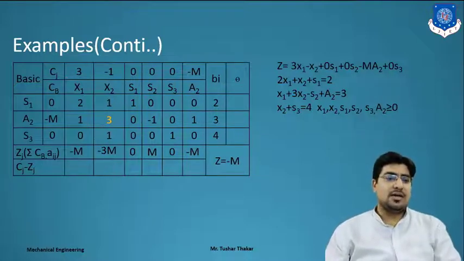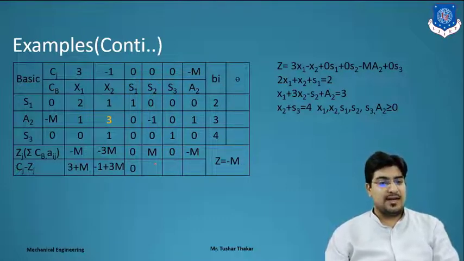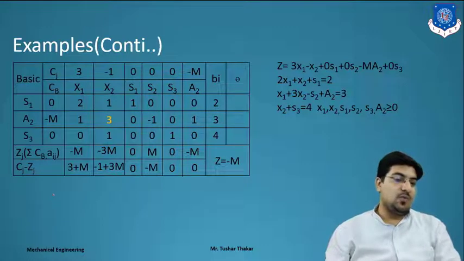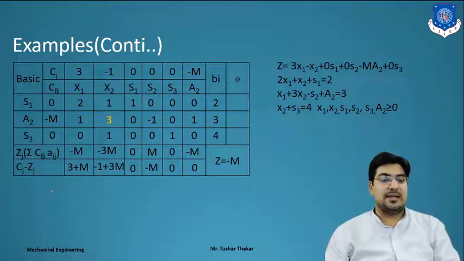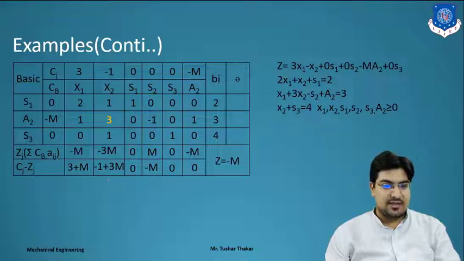Now we find Cj - Zj: 3 - (-M) means 3 + M; -1 - (-3M) is -1 + 3M; 0 - 0 is 0; 0 - M; 0 - 0 is 0; and 0 - (-M), that is -M + M, which is 0. Clear? So now we have to select the key column where Cj - Zj is a maximum value, right? Why? Because this is a maximization problem, so we find the maximum value, 3M.